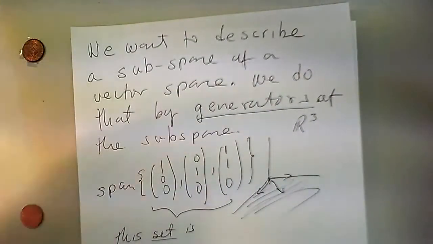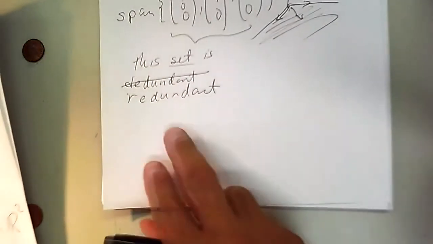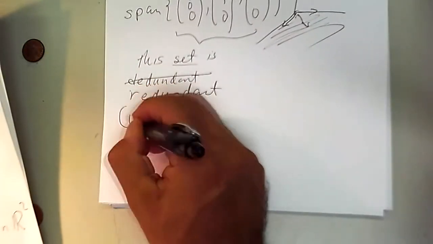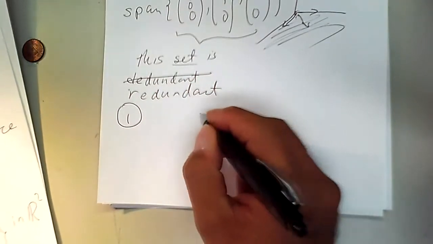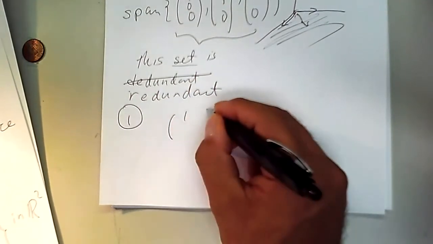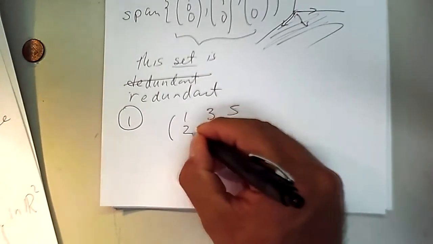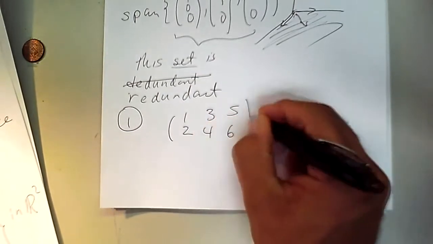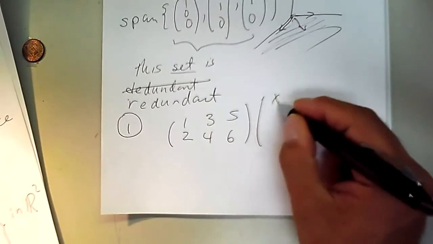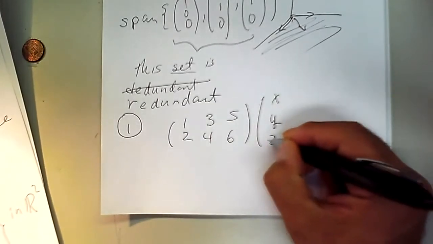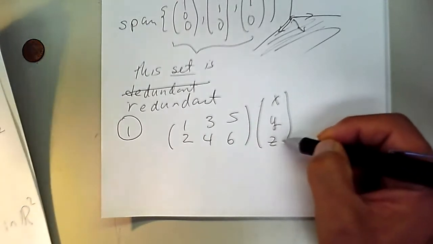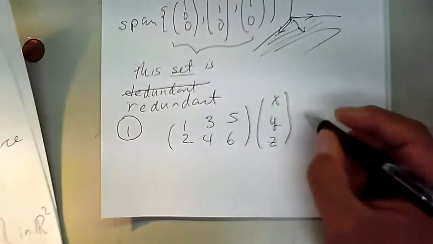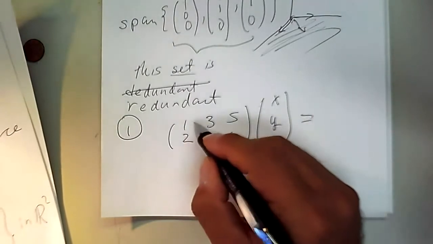Let's go back to example 1 and talk about the null space. So we have 1, 3, 5, 2, 4, 6. And we want to find all the x, y, z's, sometimes labeled as x1, x2, x3. Please do not get confused if you see that. So this is a 2.